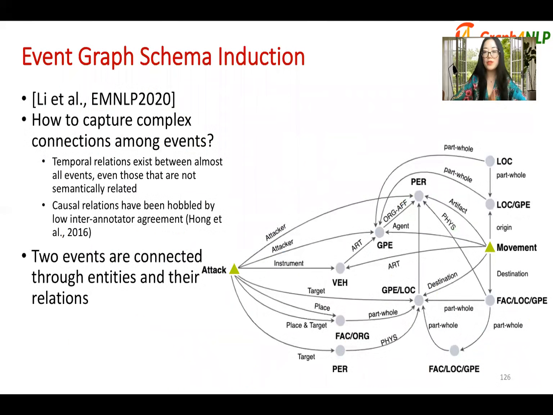So I would like to first quickly show how we can do this induction and then show how we can use the schema to improve IE and also define new problems. Let's take a look at the connections between every two events first. So every two events can be connected in many different ways. They can be connected either because they have a temporal relation or because they share some entities. For example, here, this person who is the artifact of movement is also the attacker of this attack event.